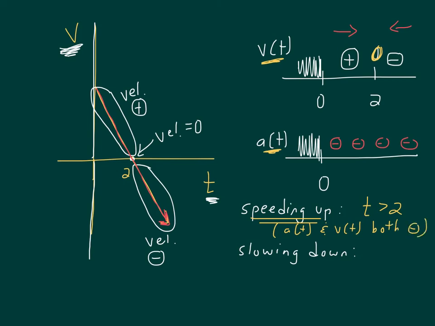Okay, slowing down we said is where they're going to have opposite signs. Well, that's going to happen between 0 and 2. Okay, in this case, acceleration would be negative and velocity would be positive. And again, just look at our sign diagrams here. Okay, so it would be slowing down between 0 and 2.